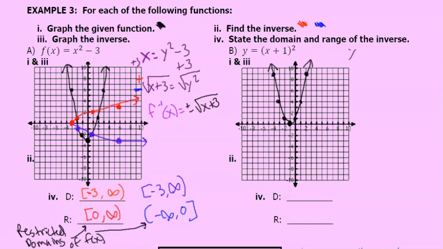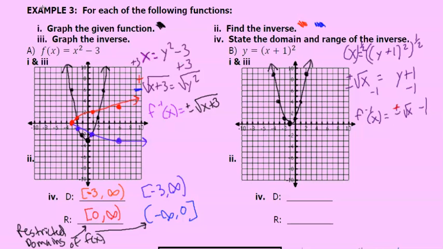So we have x equals y plus 1 squared. Let's exponentiate each side by 1/2. So we have square root of x equals, and remember we have a plus or a minus, y plus 1. Subtract 1 from each side. So f inverse of x equals plus or minus square root of x minus 1.